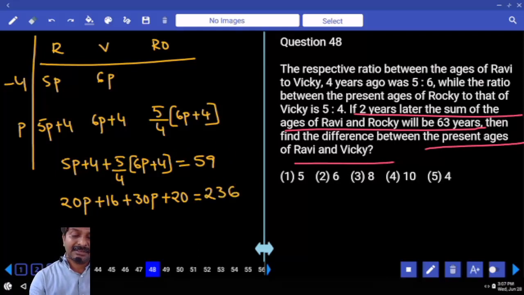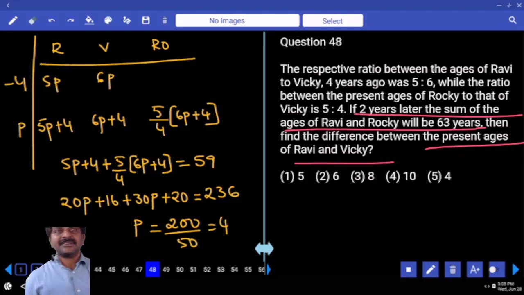236. Sum of these two numbers. 36 goes to the other side. That becomes left hand side 50 parts. Then 1 part is equal to 200 by 50. Answer 4. The difference is 1 part, which is 4.